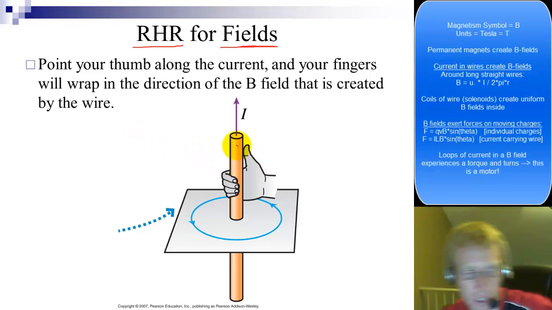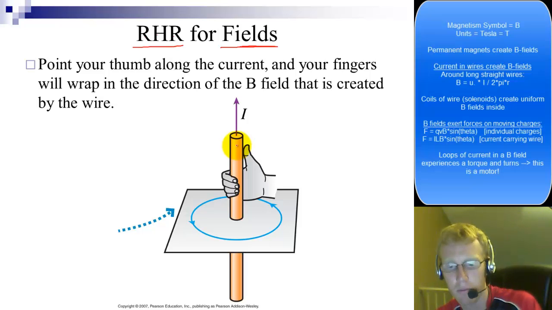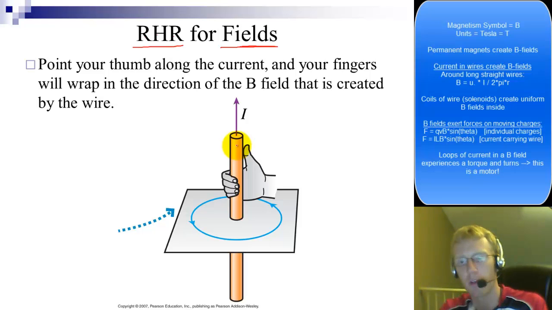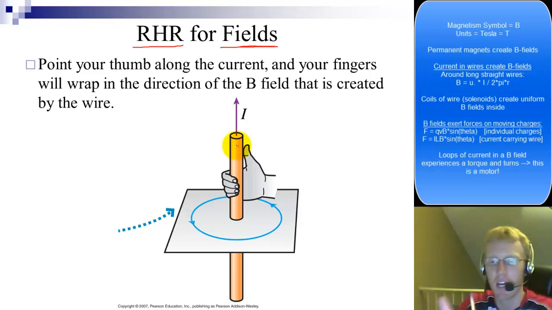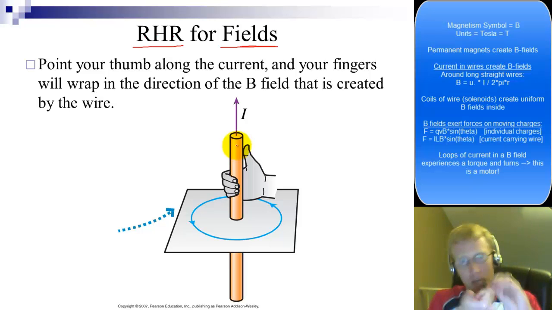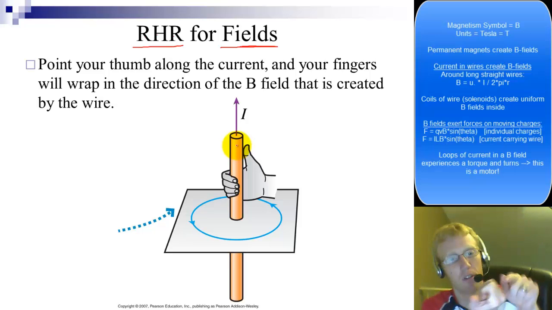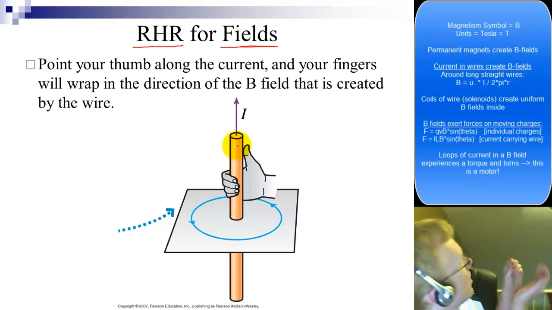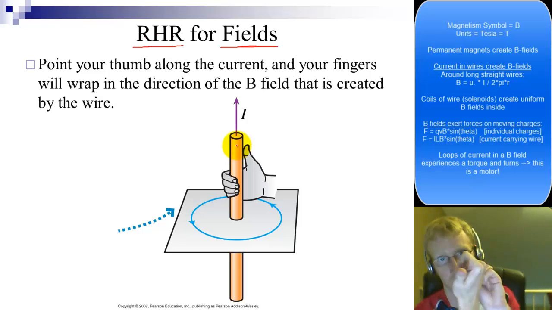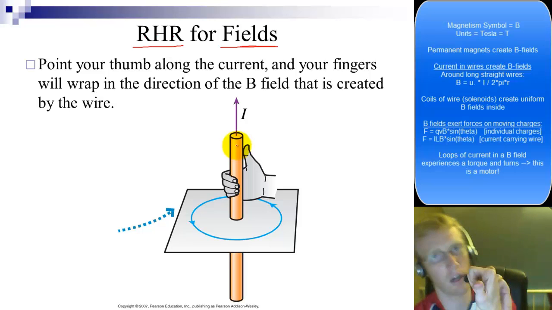So if the current is going, say, upwards, I point my pencil upwards. You put your thumb in the same direction the current's going, and then if your fingers curl around, whatever direction they curl around is the direction that the magnetic field is going. So if I point this at you, my thumb would be coming at you, my fingers would curl around this way, which for you would be counterclockwise.